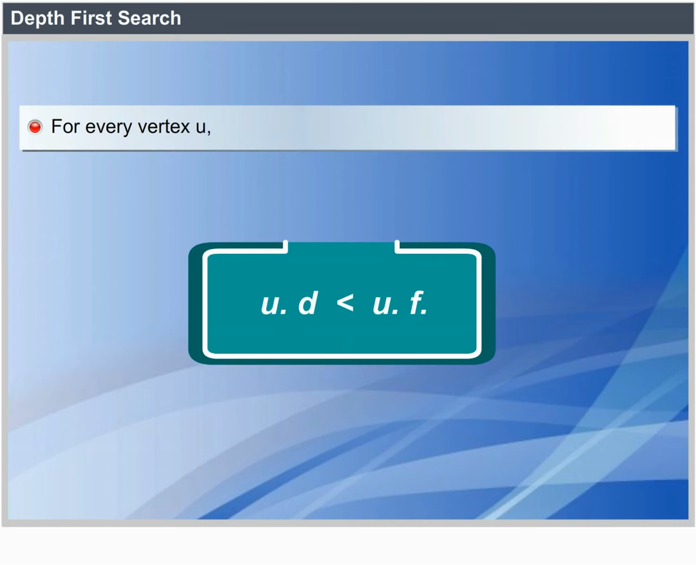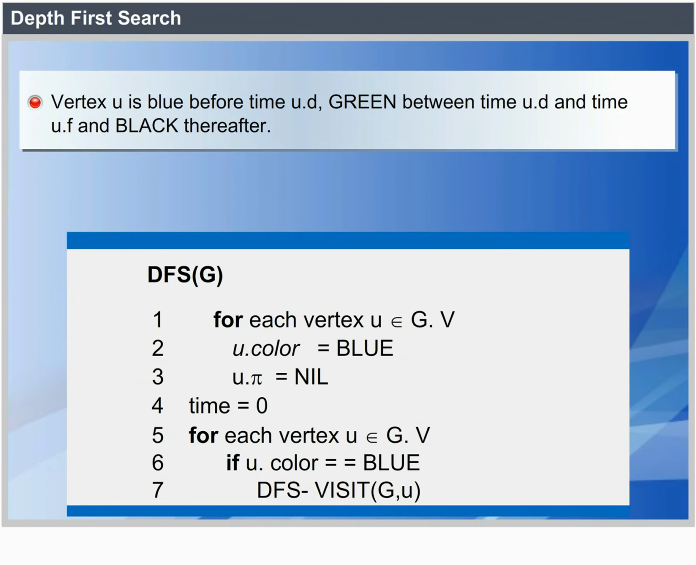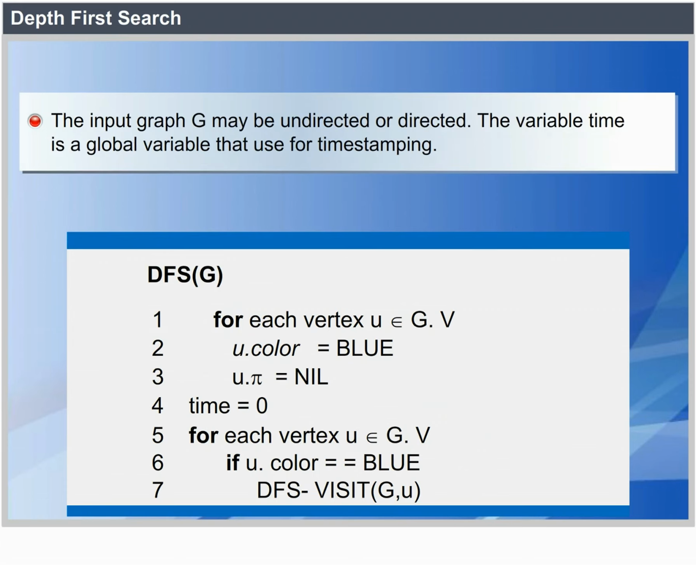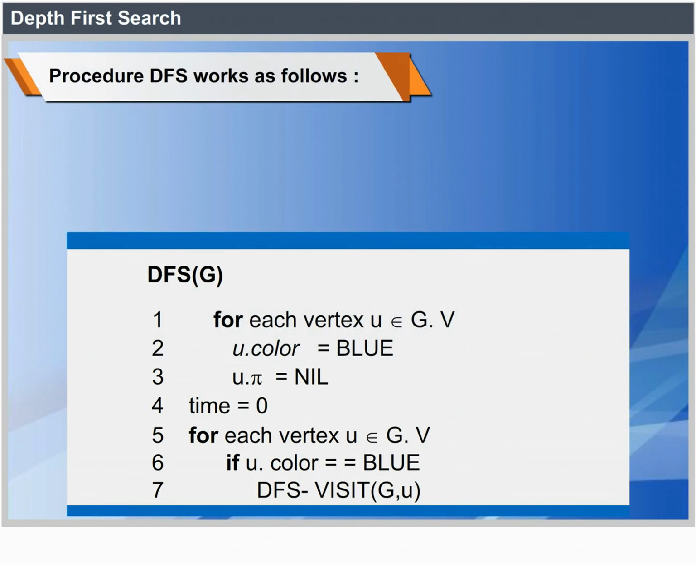Vertex u is blue before time u.d, green between time u.d and u.f, and black thereafter. The following figure shows the pseudocode for the basic depth first search algorithm. The input graph G may be undirected or directed. The variable time is a global variable used for timestamping. The procedure DFS works as follows.